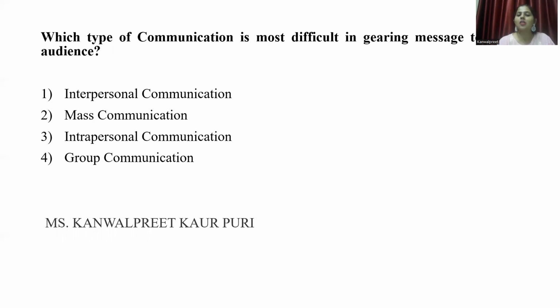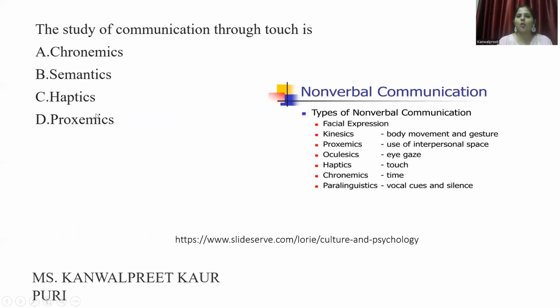But in case of mass communication, you don't know how many people you have reached. Okay, they don't have a provision to give you feedback. And sometimes we don't know whether the person is watching or not. Okay, so it is very difficult in gearing a message to an audience through mass communication, because we don't know the exact number of people. So here the correct answer is mass communication.